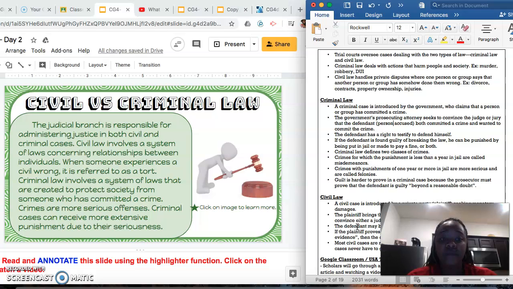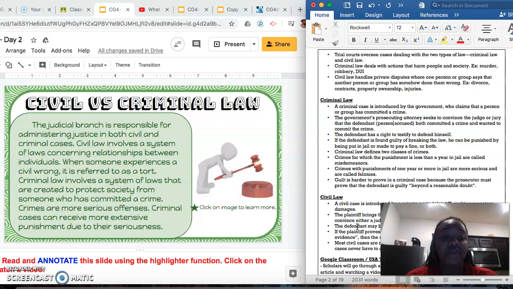Criminal law is a criminal case that's introduced by the government, who claims that a person or group has committed a crime. The government's prosecuting attorney seeks to convince the judge or jury that the defendant, and that's the person who is being accused, has both committed a crime and wanted to commit that crime. The defendant has a right to testify to defend himself or herself. If the defendant is found guilty of breaking the law, he or she can be punished by being put in jail or made to pay a fine or both.